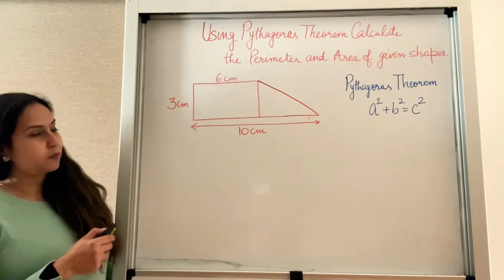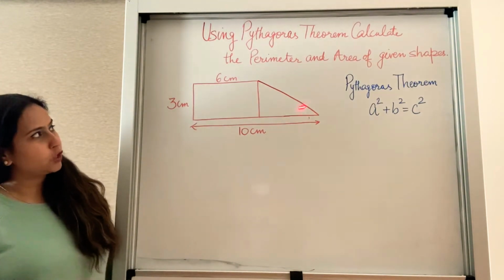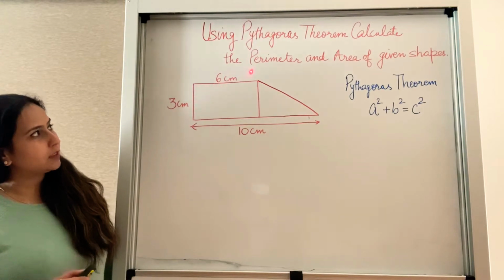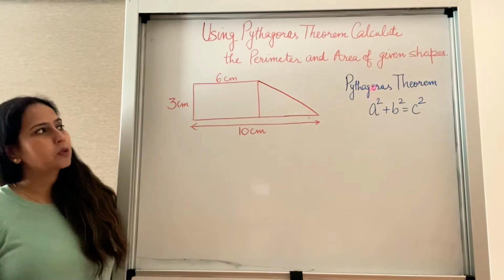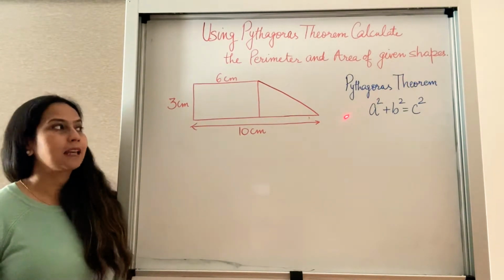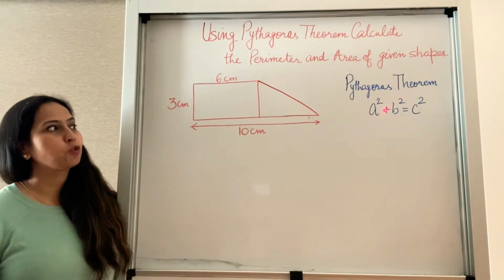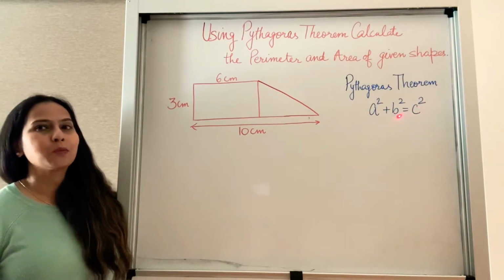So here on the board, if you can see, this is a shape given to you with one side 3 centimeters, another 6 centimeters, and the longest side here is given to be 10 centimeters. The Pythagoras theorem, coming back to the statement, says that the sum of squares of the two shorter sides is the same as the square of the longest side, which is C.